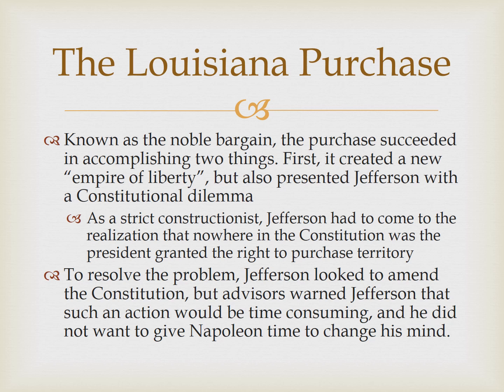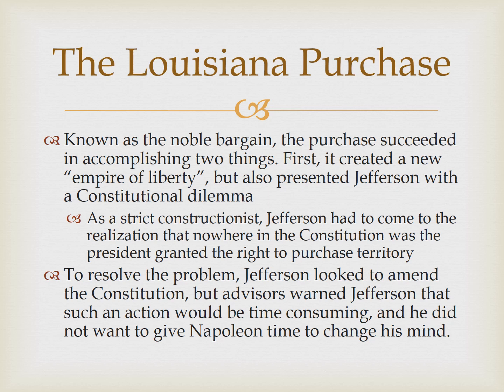It says, as a strict constructionist, Jefferson had to come to the realization that nowhere in the Constitution was the president granted the right to purchase territory. And you can be sure that critics would have been railing against him, right? You claim to be a strict constructionist, Jefferson. You claim that you can only do what the Constitution expressly says, but you just purchased the land with one fell swoop of the pen on the check, and yet nowhere in the Constitution does it say this.